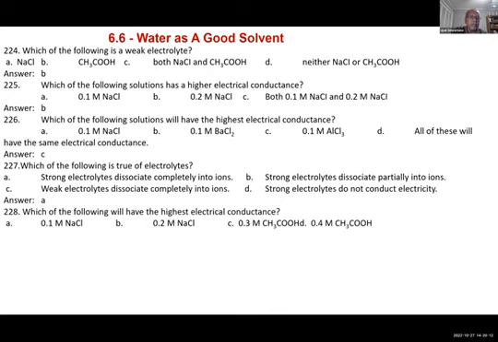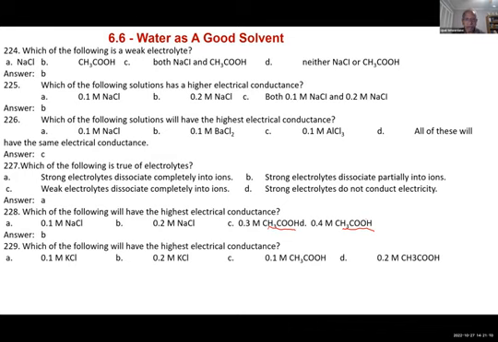For example, question 228: which of the following will have the highest electrical conductance? Sodium chloride breaks up completely in water. 0.2 molar is more concentrated than 0.1 molar. Acetic acid is a weak electrolyte. They don't break up, therefore these two are not producing that many ions in the solution. So it's between 0.1 molar sodium chloride or 0.2 molar sodium chloride. Because 0.2 molar sodium chloride has more ions, it has the highest. B is the correct answer.